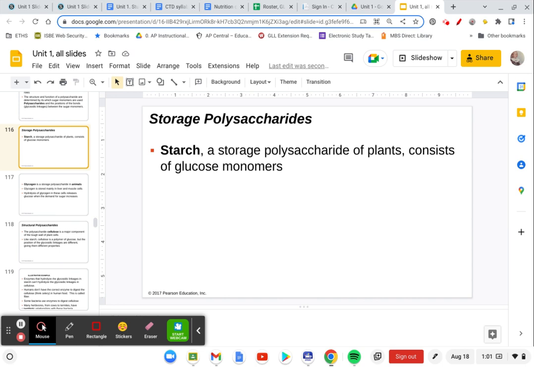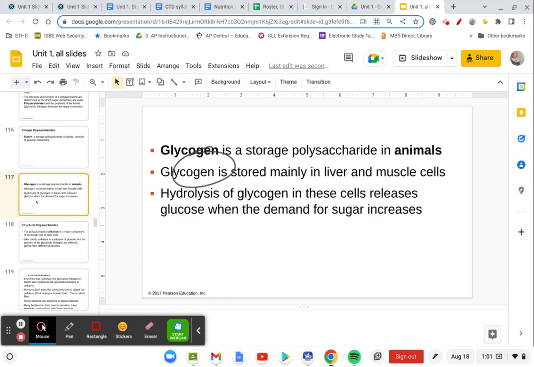One thing that sometimes students mess up on is they will say, well, we have starch. No, we don't. We do not have starch in our body. We eat starch. But when we eat starch, we're going to break it down into glucose, and we're going to do something else with it. And that something else is our body is going to make glycogen. So the storage polysaccharide that you find in animals, as opposed to plants, is glycogen. Glycogen is found mainly in the liver and in the muscles.